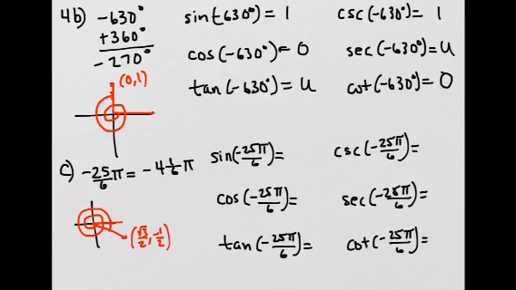Okay, so sine of negative 25 pi over 6 is negative 1/2. The cosine of negative 25 pi over 6 is radical 3 over 2. The tangent is negative 1 over radical 3, so when you simplify that, you get negative radical 3 over 3. Cosecant is negative 2. Secant is 2 radical 3 over 3, again when you take the reciprocal and simplify it. And then cotangent would be negative radical 3.